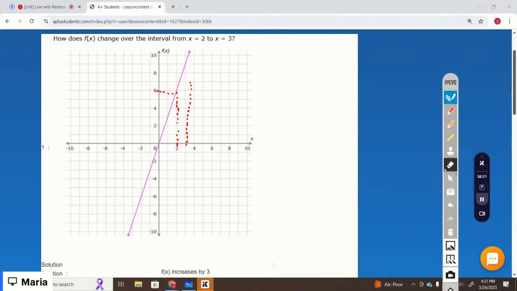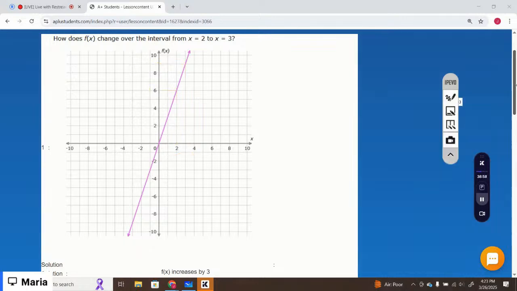let's just make the lines. And then x equals 3. So the function is increasing from x equals 2 to x equals 3 because when x equals 2, y equals 6 and when x equals 3, y equals 9. So that means f of x increases by 3. Let's just start with the test questions.